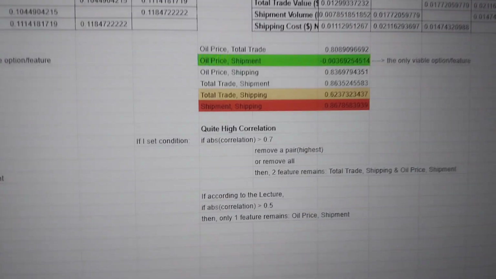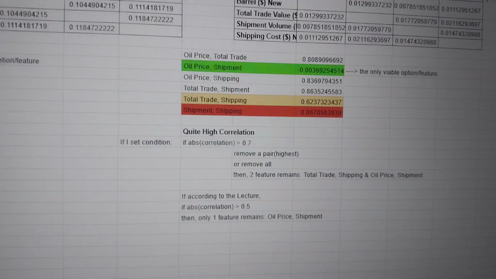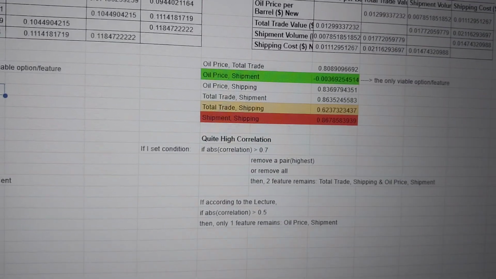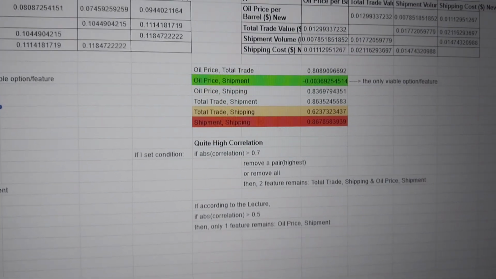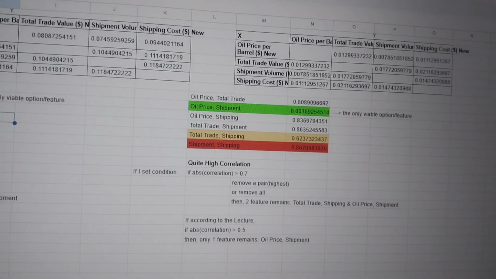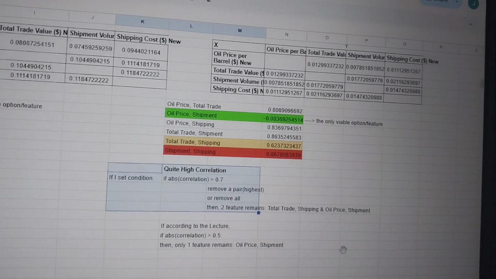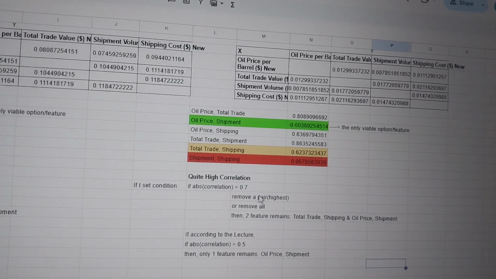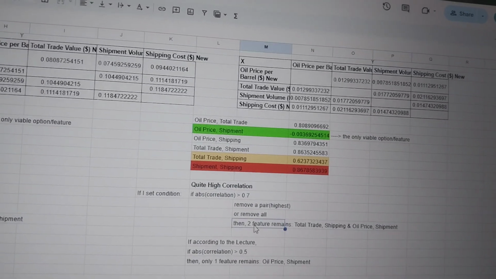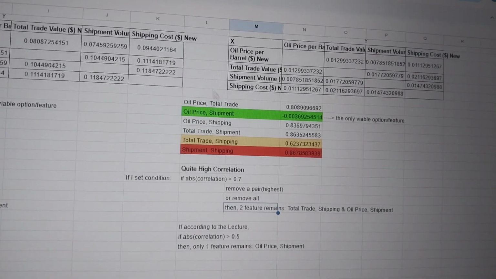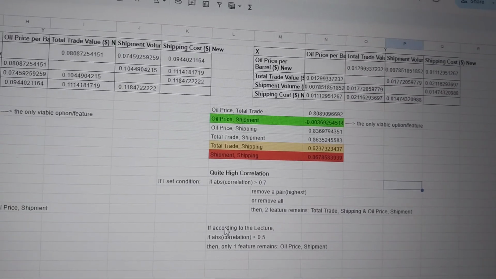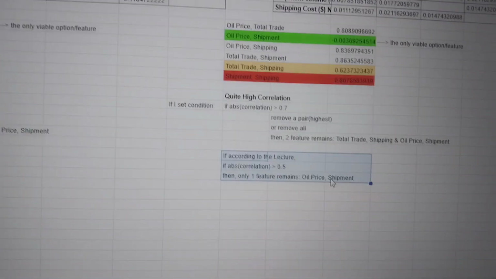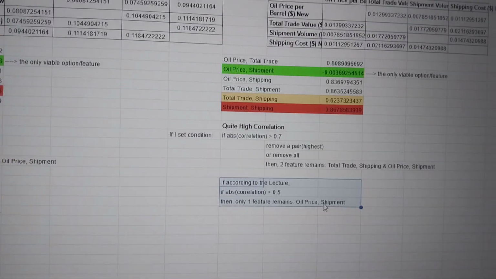Now, for the z-score, however, there is one score, which is the oil price and shipment, that has a decent enough correlation that we could use that feature. Again, this is my own condition. If we follow the 0.7 greater than, then there will be 2 features, which are oil price and shipment and total trade and shipping. But if it's according to the lecture, then there's only one feature that remains, which is the oil price and shipment.